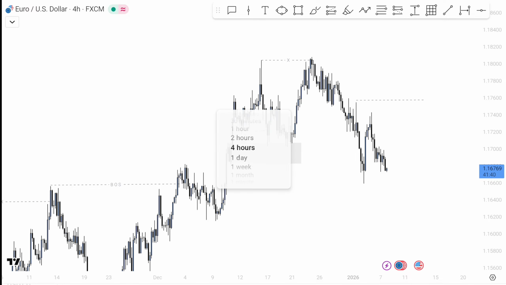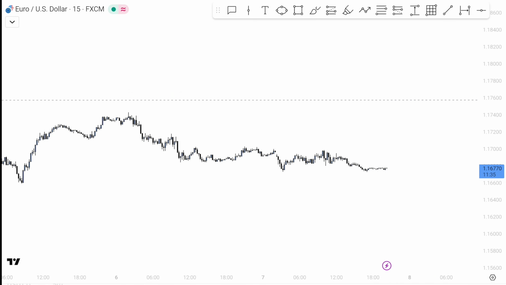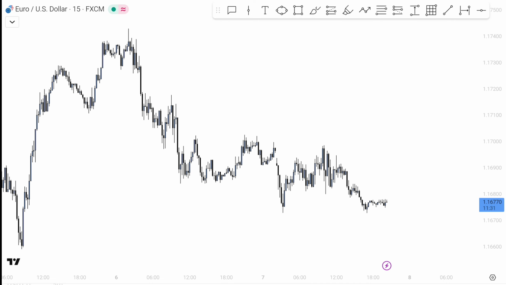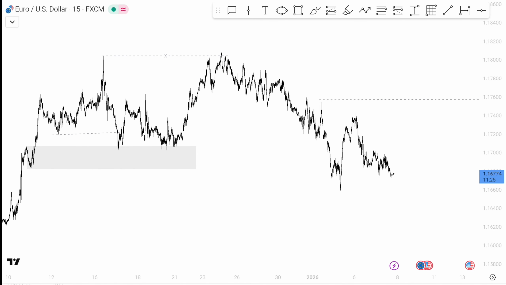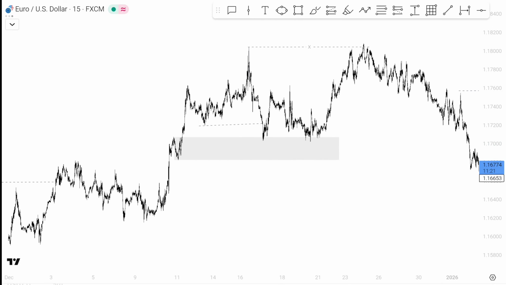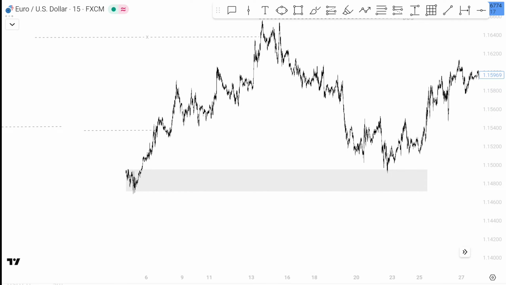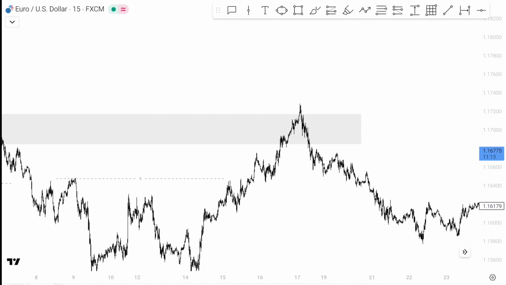Now how can you take entries? If you use the 4-hour time frame as your higher time frame, then you need at least the 15-minute time frame for the entries, and we can see only two or three entries at this point.